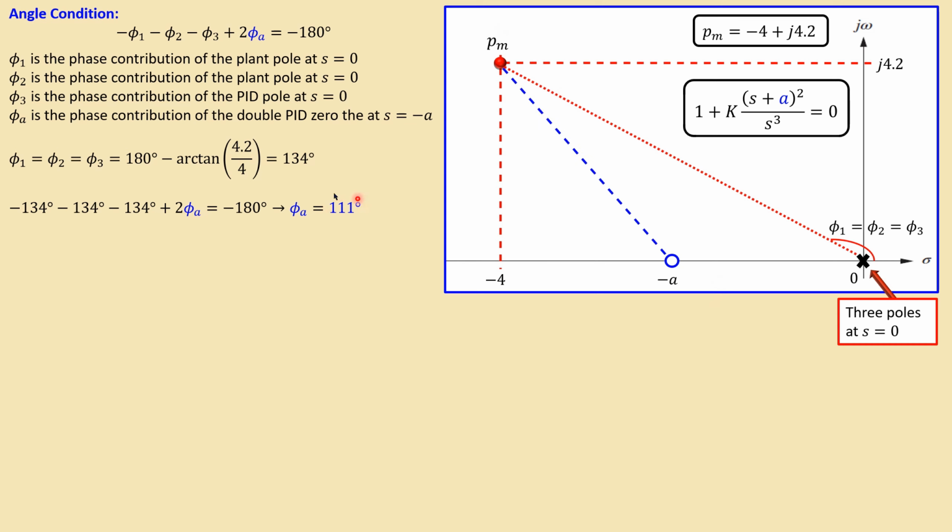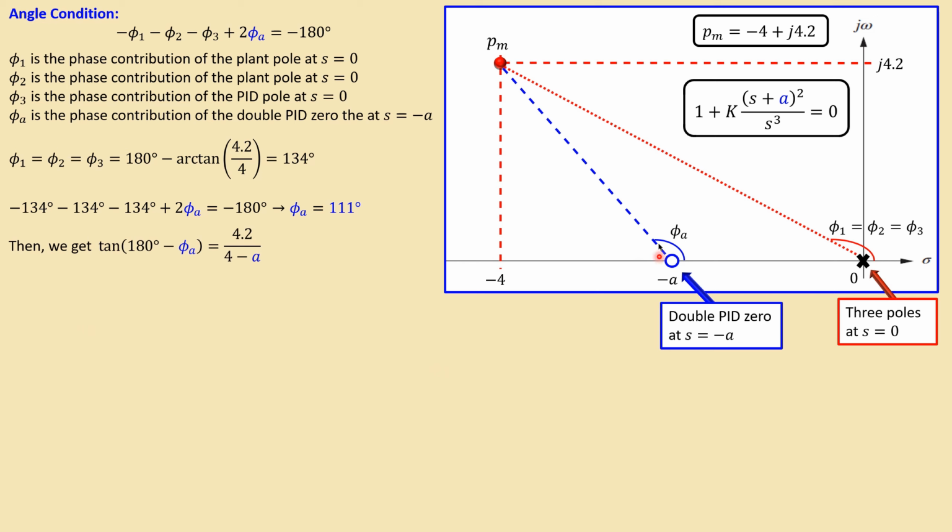Now we need to calculate also the actual value. So let me first draw the location. This is then the 111 degrees. And that's the double PID zero at s minus a. Then we get the following. Again, you use this sharp angle, the smaller angle here, in the tangent formula. So 180 degrees minus this angle will be 4.2 divided by this distance, which is 4 minus a. If you now do the math, you substitute the values we have and you will calculate 2.4 approximately for a, or 2.39. That's the a. So we know it is now here approximately.